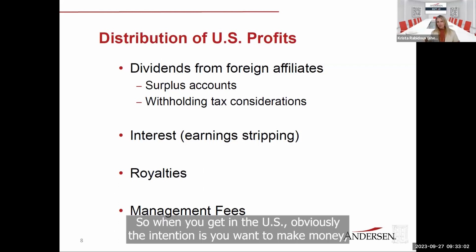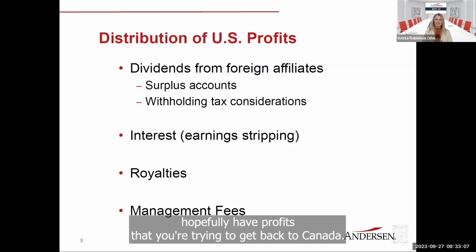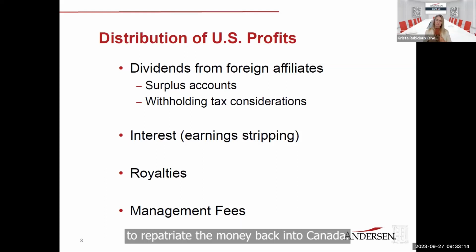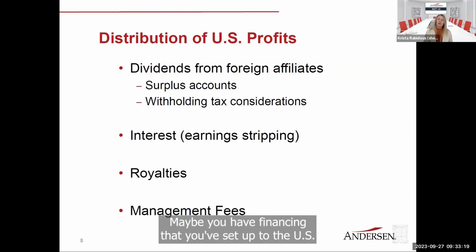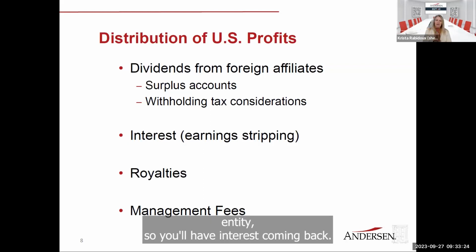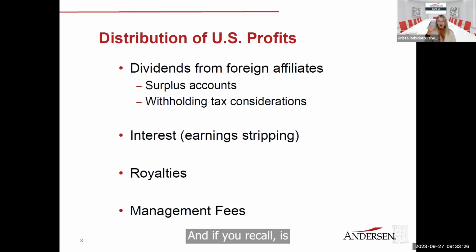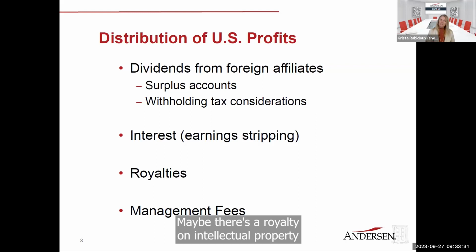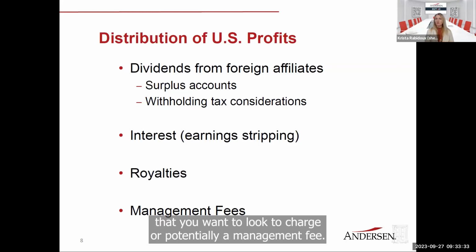So when you're down in the US, obviously the intention is you want to make money, which means you're going to hopefully have profits that you're trying to get back to Canada. Now, there's a number of different ways in which you can try to repatriate the money back into Canada. Some of them is through dividends. Maybe you have financing that you've set up to the US entity, so you'll have interest coming back. And if you recall, I said interest has no withholdings, whereas dividends has withholdings. Maybe there's a royalty on intellectual property that you want to look to charge, or potentially a management fee.